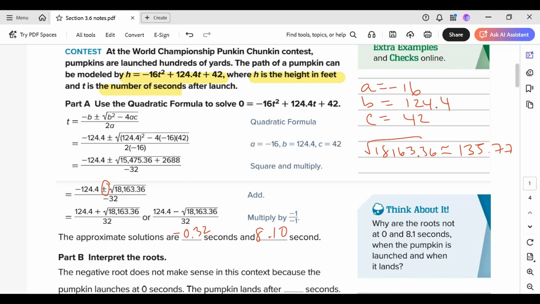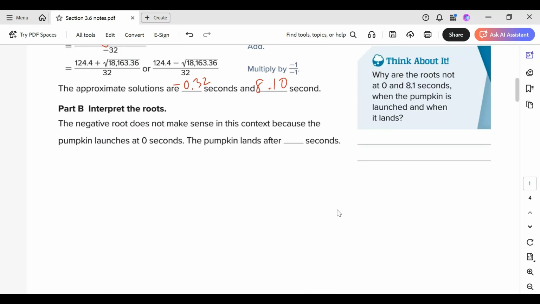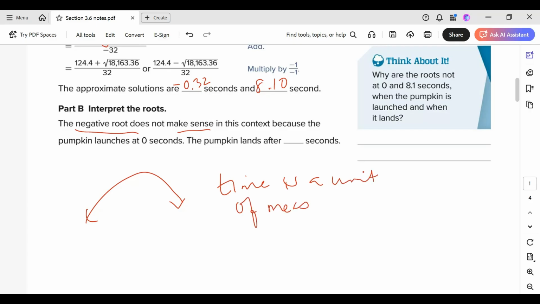In part B, it says interpret the roots. Negative roots do not make sense in the context of the problem, since remember, we're launching a pumpkin and time is a unit of measurement. So the pumpkin lands after 8.10 seconds.